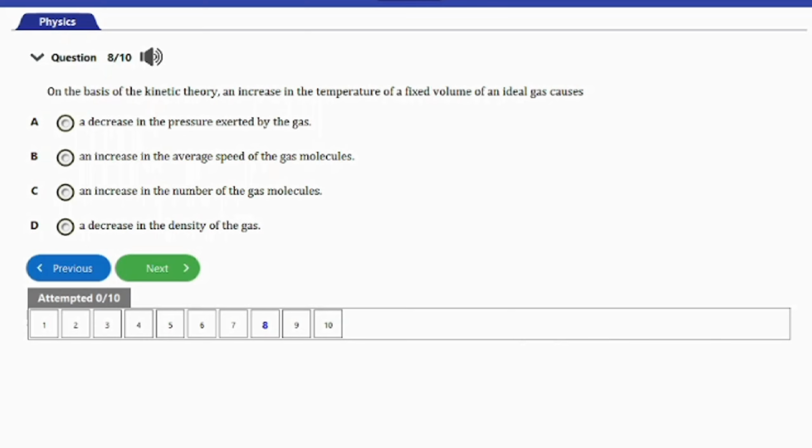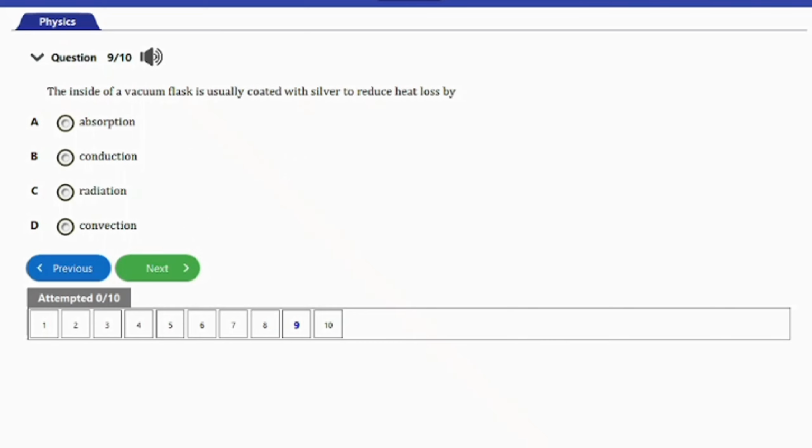Based on the kinetic theory, an increase in the temperature of a fixed volume of an ideal gas will cause an increase in the average speed of the gas molecules, and that's option B here. So that's it for this question, guys. Let's go ahead and consider the next question. So that's question number 9 here.